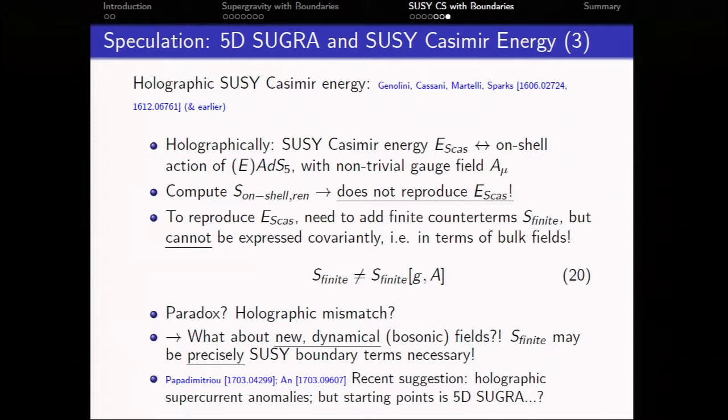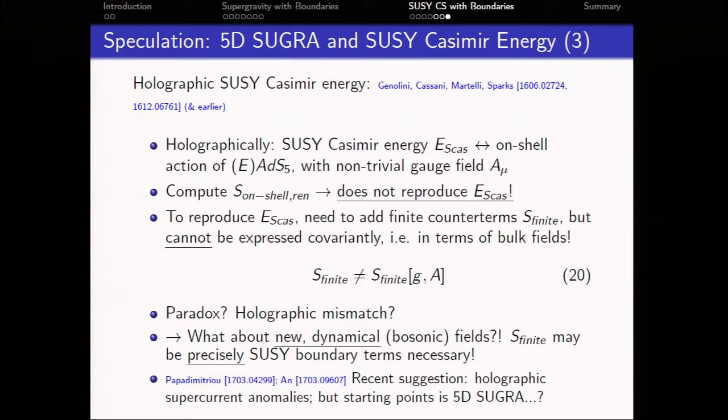What I mean by that is, they know what the counterterms have to be in terms of, let's say, the functions, the warping of the S3, so of the metric, of the geometry. But you cannot express these counterterms in terms of the bulk fields, so in terms of the metric and your gauge field. So this seems to be some kind of holographic mismatch. But what I would like to point out here is, what about counterterms that might involve these new dynamical bosonic fields? It might be that if you add these boundary terms to your action, that might be precisely the boundary terms that you need. And indeed, they would not be expressible in terms of the bulk fields, because you need these new boundary fields to be able to express these counterterms.